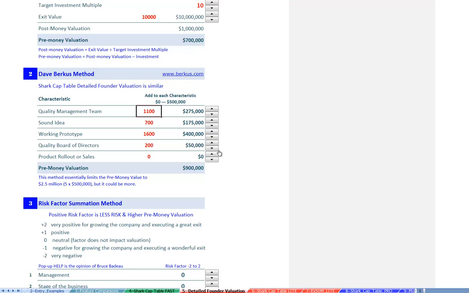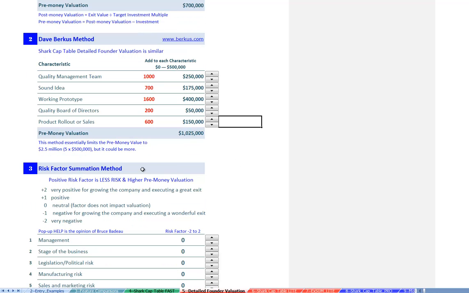And the quality board of directors, we don't have very many, and the product rollout or sales is a little bit dicey because we're not sure yet. Well, you can see right away that that gives you $1 million valuation, so you can play the game. You know, what is the right number? Well, it depends on how well you negotiate and who these people are, the resumes, the backgrounds, and how you ultimately present it. You know, a brilliant idea presented by a dumb guy is not going to be very good. Keep in mind that basically the top valuation is $2.5 million because 5 times $500,000 is $2.5 million.